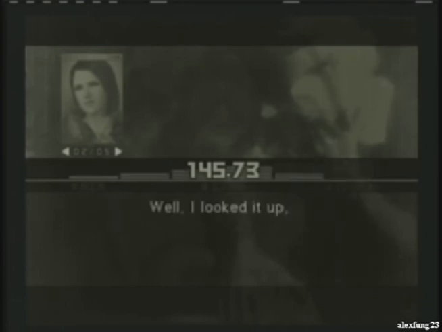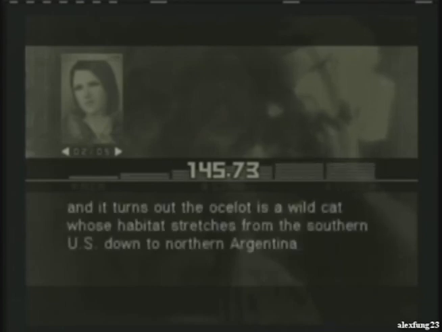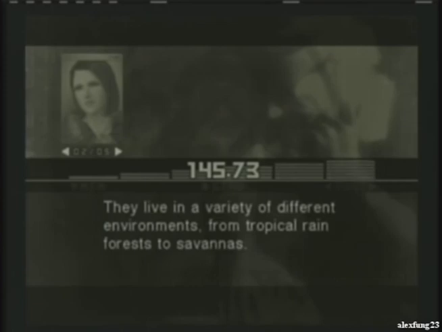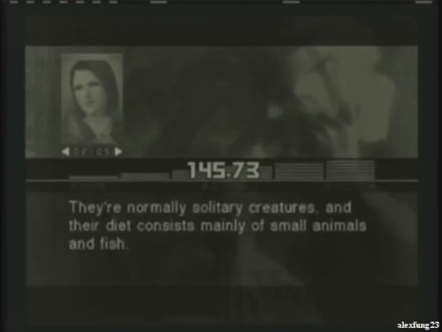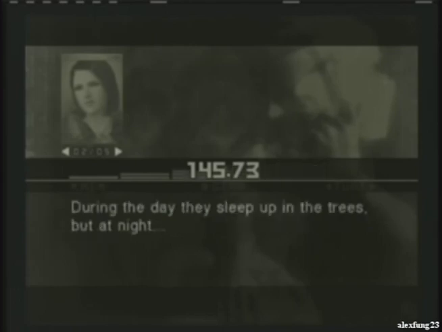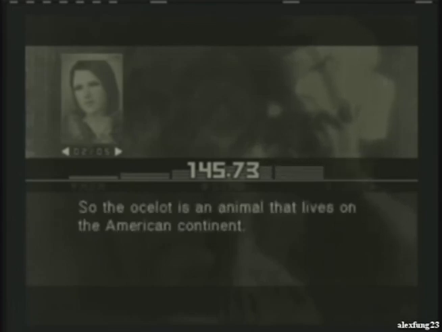Why's that? Well, I looked it up, and it turns out the ocelot is a wild cat whose habitat stretches from the southern U.S. down to northern Argentina. They live in a variety of different environments, from tropical rainforests to savannas. The biggest ones can grow up to 1 meter in length. They're normally solitary creatures, and their diet consists mainly of small animals and fish. During the day, they sleep up in the trees, but at night... Yeah, Paramedic. Oh, right. So the ocelot is an animal that lives on the American continent.